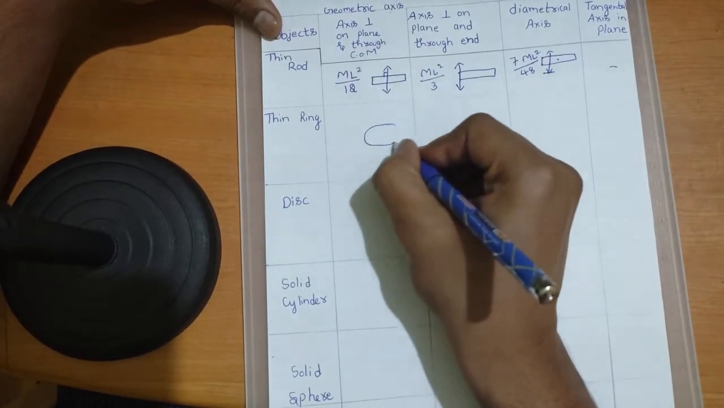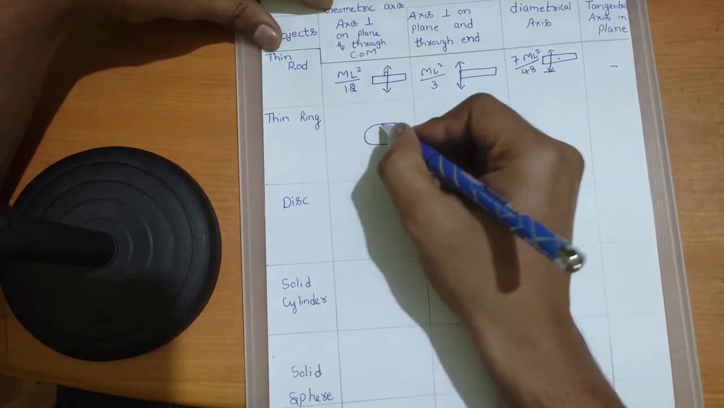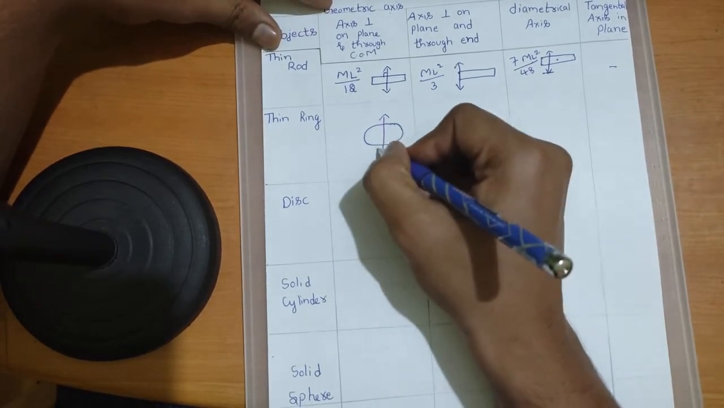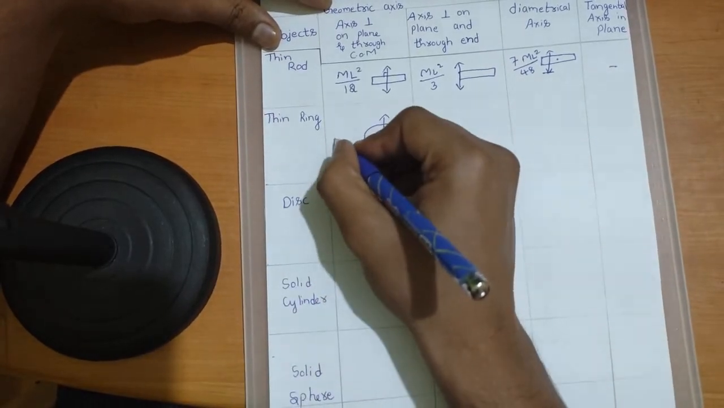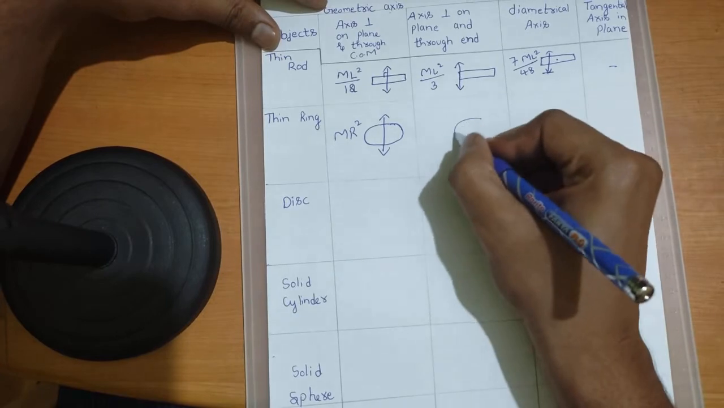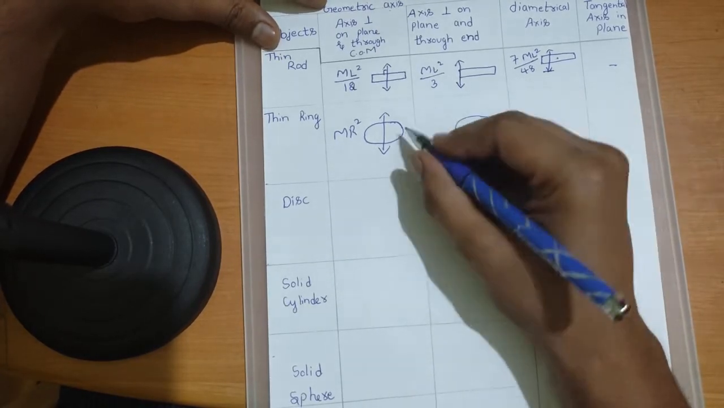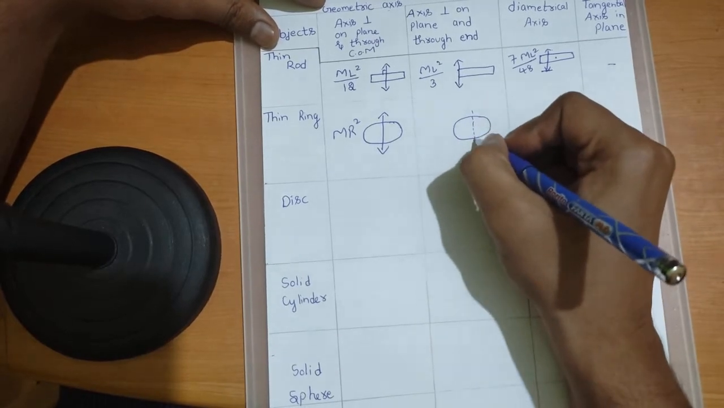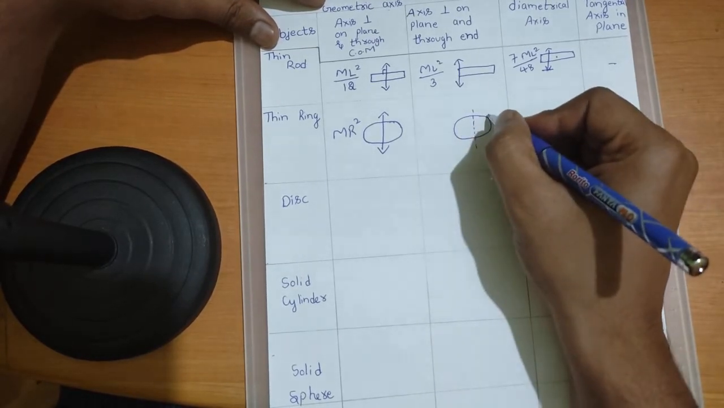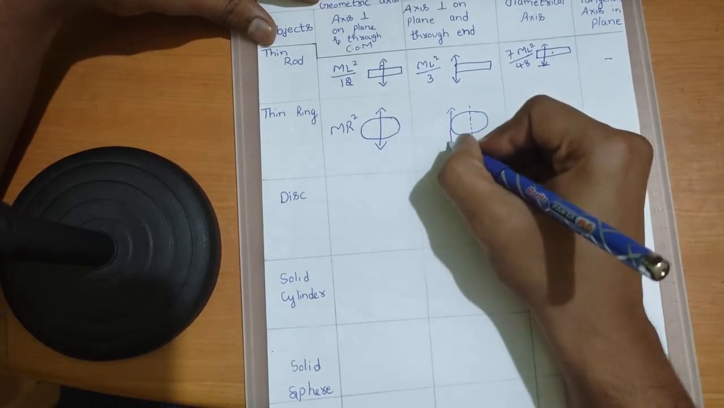All right. Next, let us come to the thin ring. Imagine this is a thin ring. We have to calculate the moment of inertia from the geometrical axis. I have already explained this in the previous video. Very simple, just mr². Next, the axis perpendicular and passing through one end. This axis I'll take in a dotted manner. Now from one end, from this axis, we have to calculate the moment of inertia.